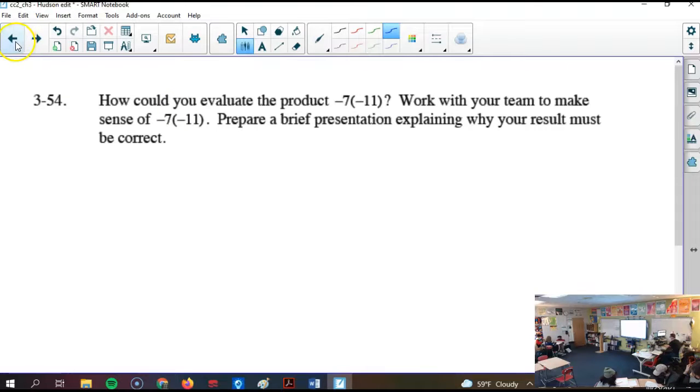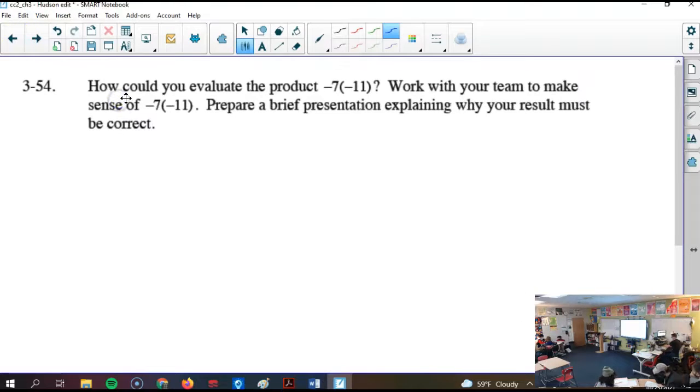Sorry, 54. So on your graph paper, and then we'll come back to 55, and I should have just the right amount of time. Go ahead and on your graph paper, write down negative 7, minus 7, I don't know quite how you want to say that, but minus 7 or negative 7, however you want to say it, times negative 11. Talk with your team about what that's going to become.